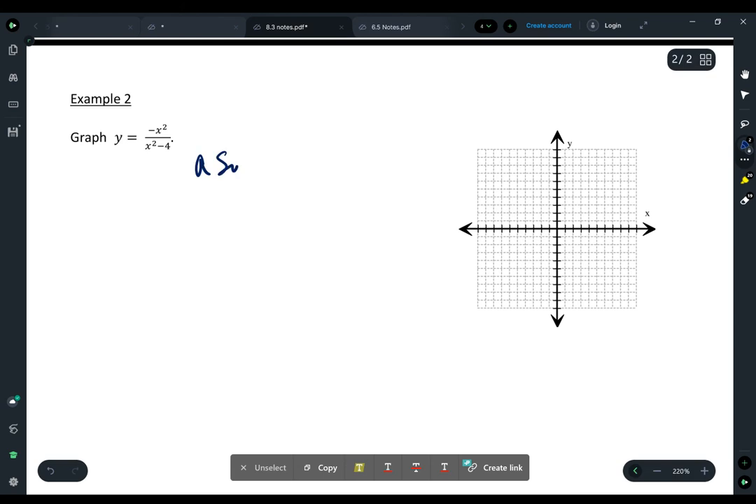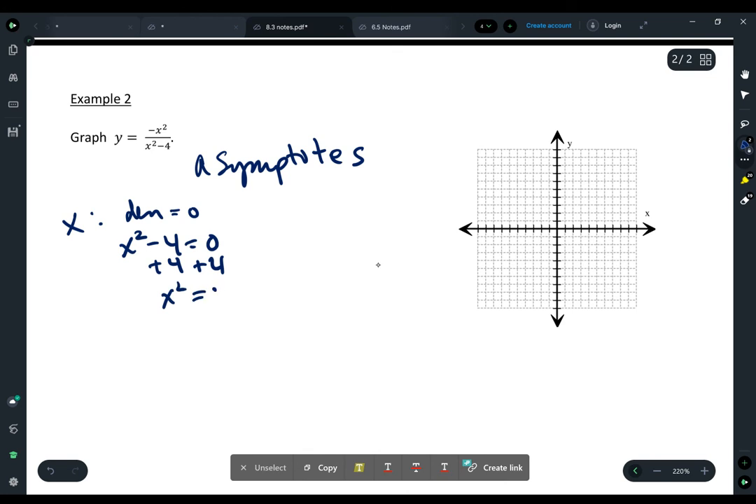So I'm going to start example 2 with asymptotes again. So for x, I am taking my denominator and I'm making it equal to 0. So that's x squared minus 4 equals 0. So we'll add 4, take a square root. We could also factor. When I have a square and a root, I have an absolute value, so don't forget about that. So my x is plus or minus 2.